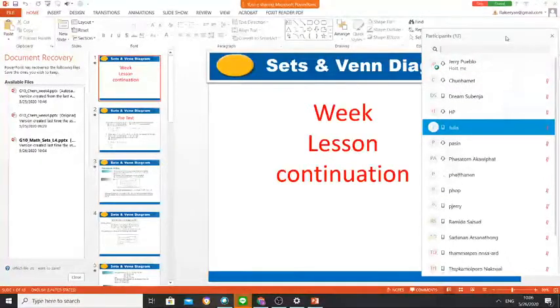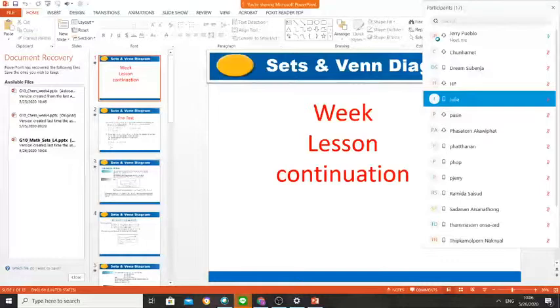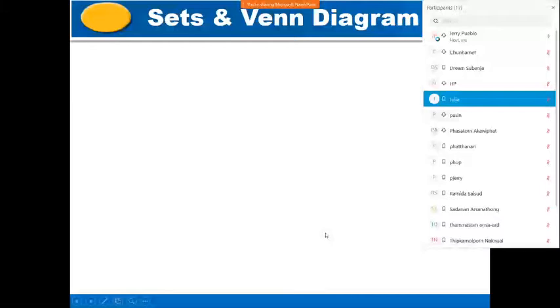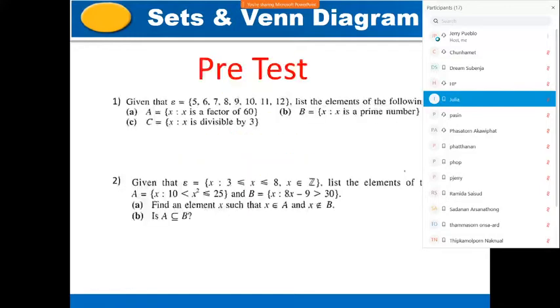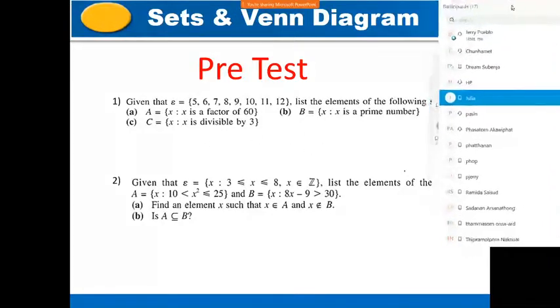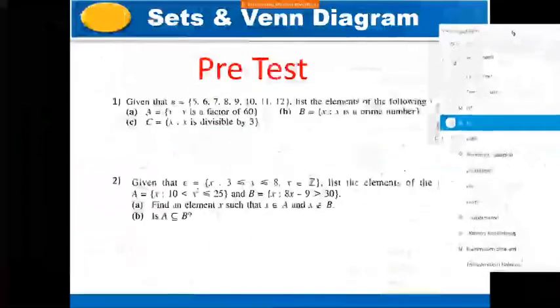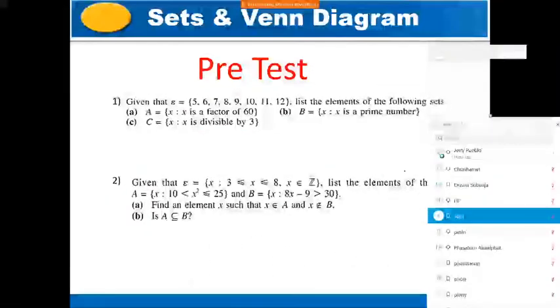Okay, good. No, no participants 17. Okay, we will continue our discussions about sets, right? Sets and Venn diagram. We are already in the fourth week of our lessons. This is week number 4. So it's a continuation. Okay, I will ask you review questions about what we have learned on sets.